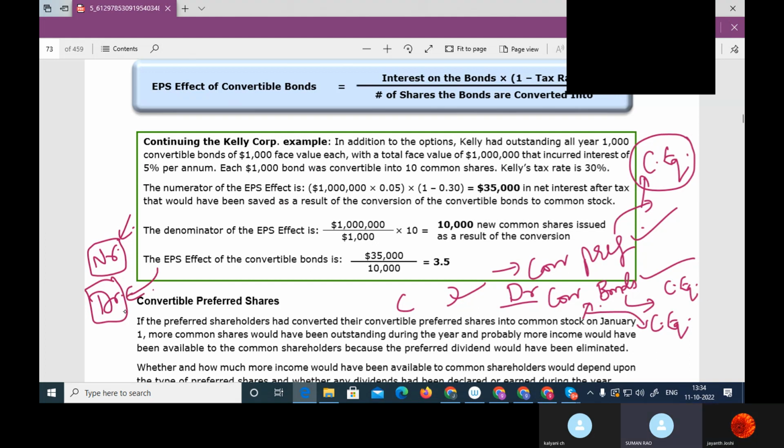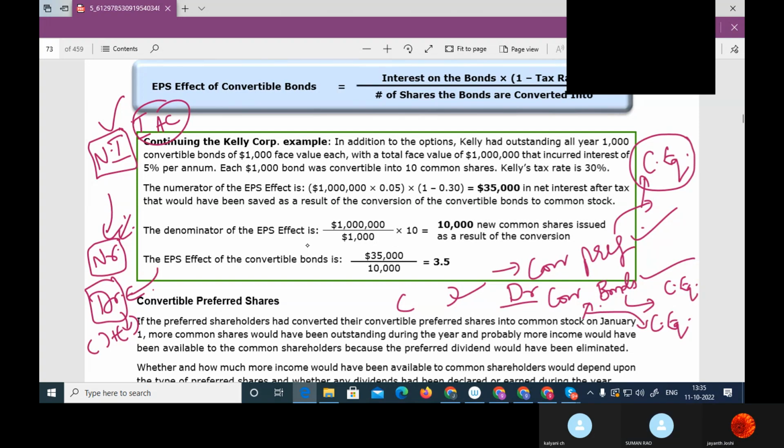Understood? Whatever shares you already had, these shares will be added to them, because these are fresh equity shares. Why are they new equity shares? Because they got converted. And since they got converted, whatever was supposed to be paid to them will now be paid to the equity holders, and that will be added in the numerator to the net income. That is IAC, generally income available to common shareholders.